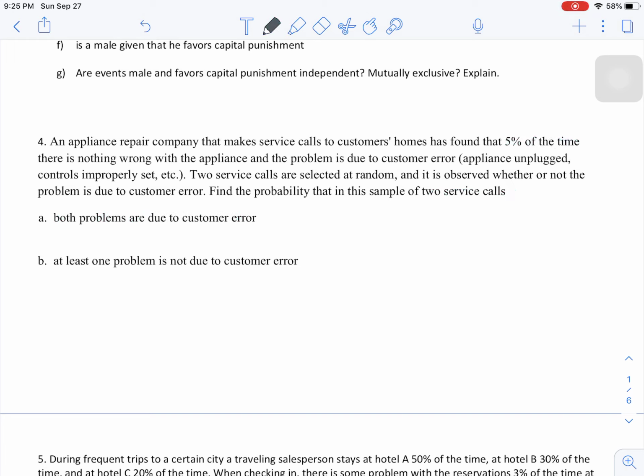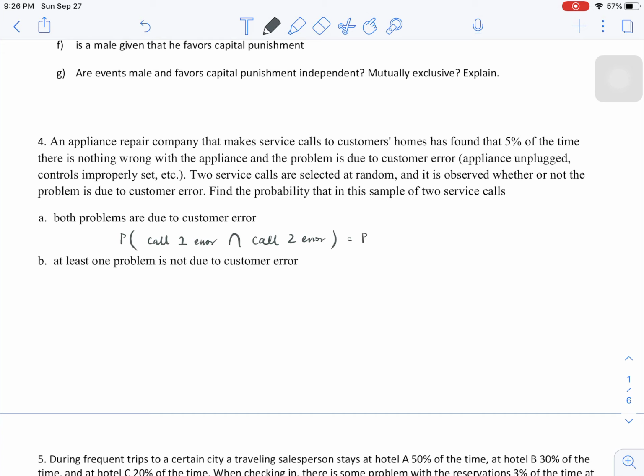So we want to find the probability that on the first call, the problem is due to customer error, and the probability that on the second call, the problem is due to customer error. Now, we can assume that these 2 calls are independent, right? It's 2 totally different customers, they're not related. So we can assume these 2 service calls are independent.